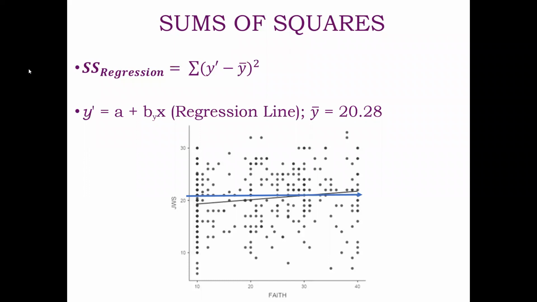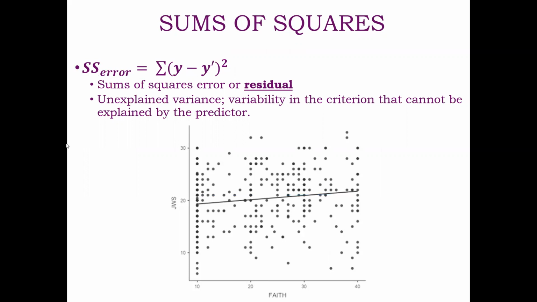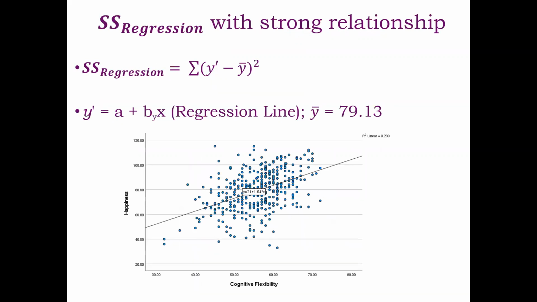There's our regression line, and there's the mean, right? So all these differences, this is y prime minus the mean of y. This is a weak relationship, so there's not a big difference there. Sums of squared error is the difference between the actual values of y and what would be predicted by the regression equation. Again, this is pretty big because this is a weak relationship. We can see there's big differences here, right?